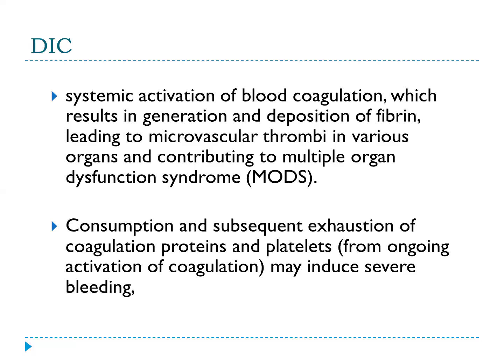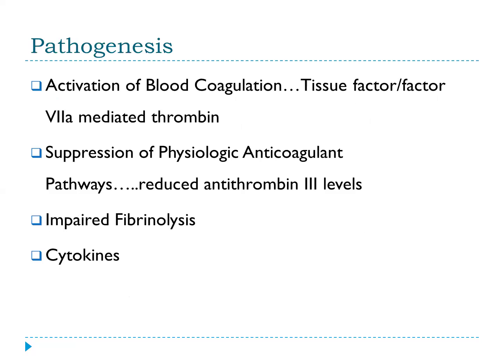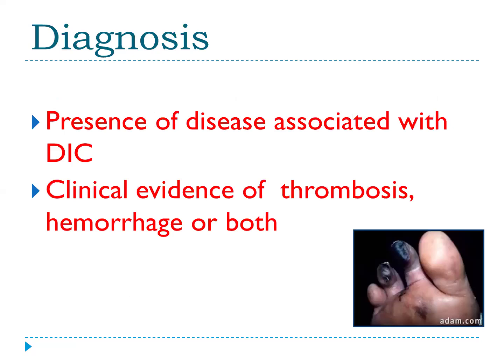So there's an activation of blood coagulation resulting in generation of fibrin, leading to thrombi and clots everywhere that cause organ dysfunction syndrome. And then after that, everything's exhausted, then it starts severe bleeding. So it's a horrible, uncontrolled thing. There's activation of blood coagulation, then there's suppression of anticoagulant pathways, impaired fibrinolysis, and cytokines are activated. There's the presence of a disease associated with DIC. So first you need to know whether there is clinical evidence of thrombosis or hemorrhage or both everywhere. So it's not one place; you can have angina, then you'll have stroke.